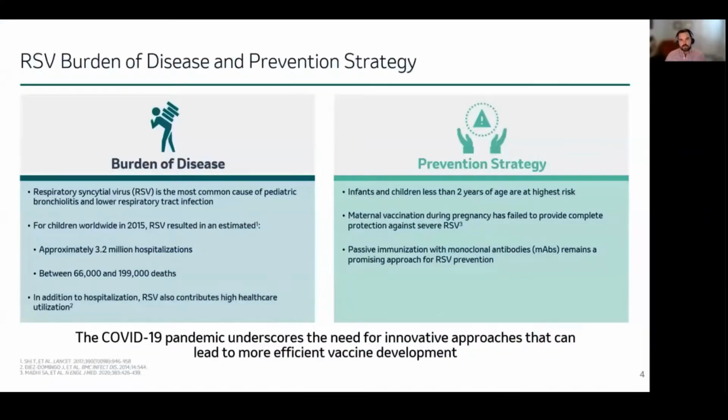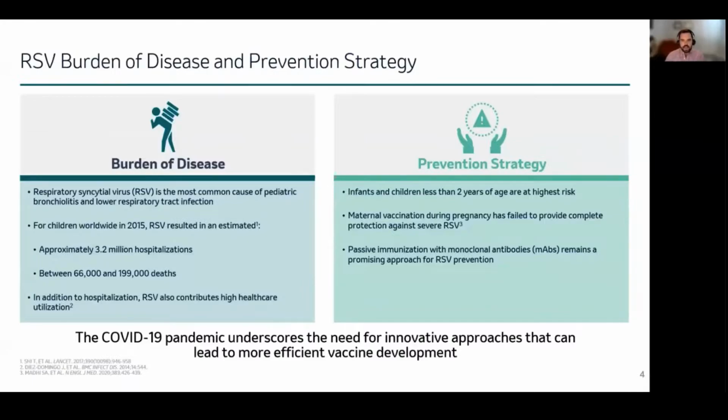So RSV, or respiratory syncytial virus, is the most common cause of bronchiolitis and lower respiratory tract infection in pediatrics. It represents a huge unmet medical need, especially in infants and children less than 2 years of age, where the highest risk for RSV is. Now, there are different approaches being studied to protect this high-risk population. The first is vaccination of mothers during pregnancy. And the second that we'll be talking about today is passive immunization of the child with a monoclonal antibody. This remains a promising approach for RSV prevention.